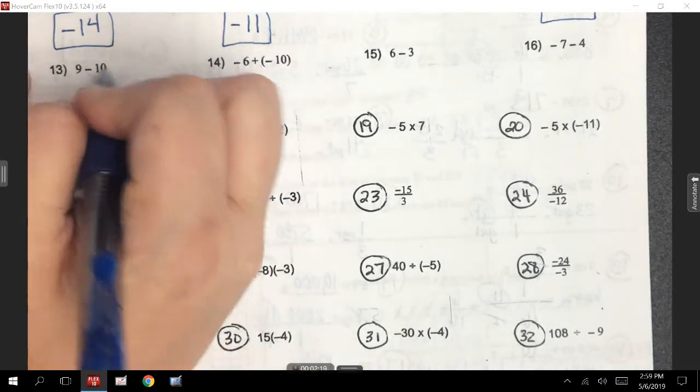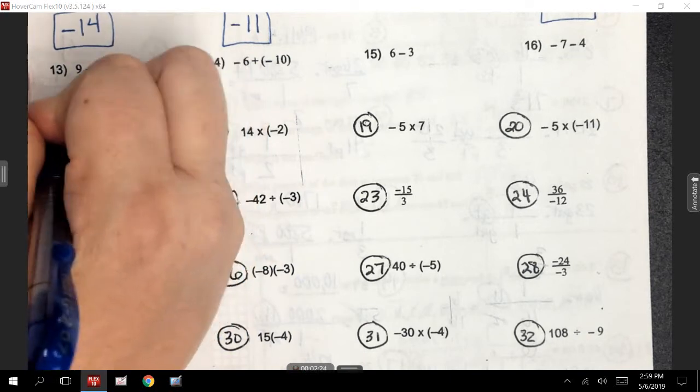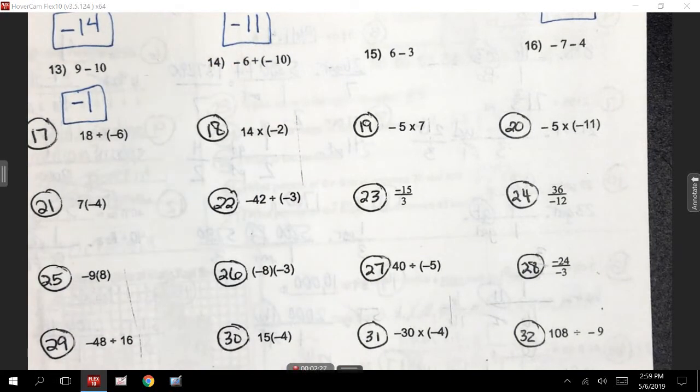9 minus 10. Remember, 9 is positive, so these would be different signs. I'm going to get a 1. It's a -1 since 10 is bigger.